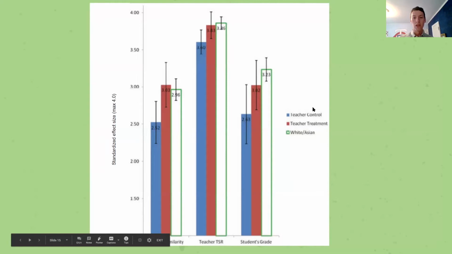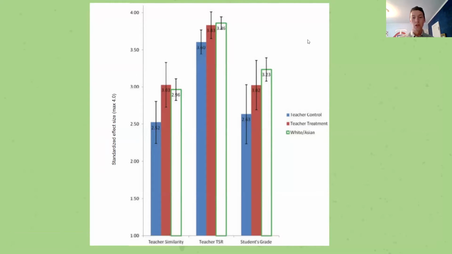And what you can see here is that students who were in the teacher control group on average had a GPA of 2.63 at the end of that 9-week quarter, while students who were in the teacher treatment group had an average GPA of 3.0. So 2.63 is a little below a B-. Those were students who were not aware of the similarities they shared with their teachers, and the teachers were not aware of the similarities they shared with their students.